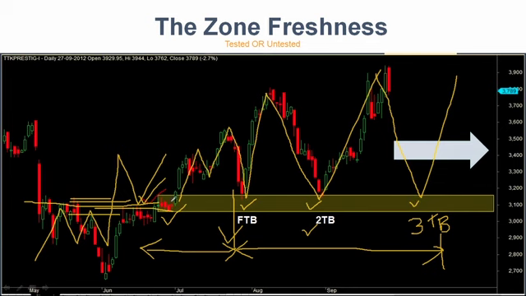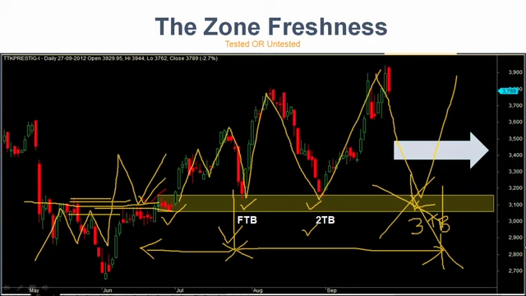Why? FTB is more like a double top. 2TB is more like a triple bottom. So nobody will go to the fourth TB generally. It eventually fails. Clear, friends? It's pretty simple, no?